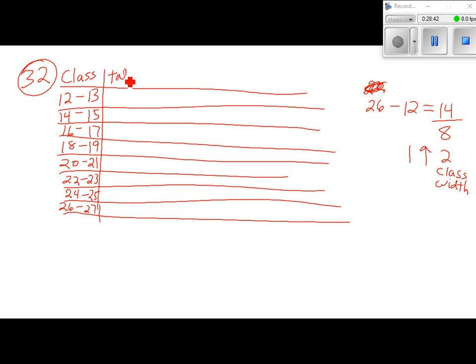Somebody help me out. Let's do our tally so that we can have our frequency. Somebody start reading off numbers for me. 18. 16. 26. 19. 22. 25. 26. 19. 13. 14. 25. 14. 15. 19. 25. 24.